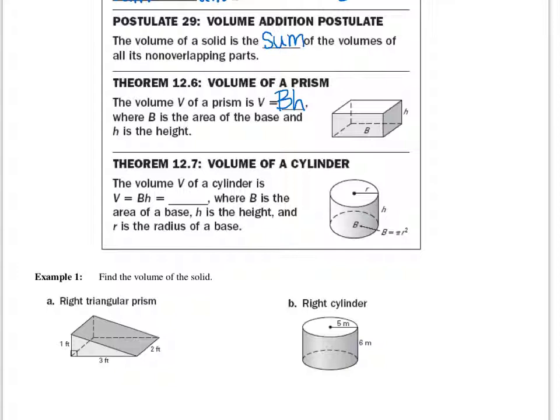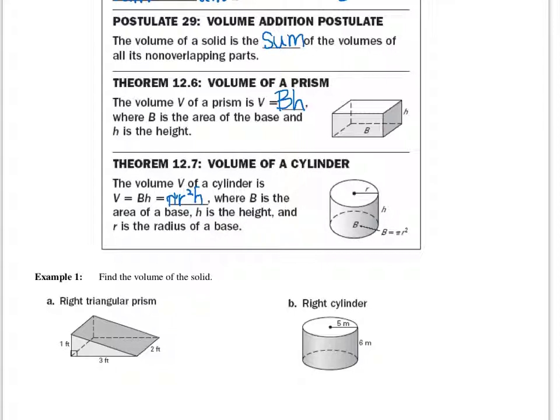Theorem 12.7, the volume of a cylinder, well, it's still the same thing. It's still the base area times the height. But sometimes for a cylinder, remember, the base area is pi r squared. That's how we find the area of a circle. And then we multiply that by the height. So you don't have to memorize it. If you just keep in mind base area times the height, you'll be fine for a cylinder.